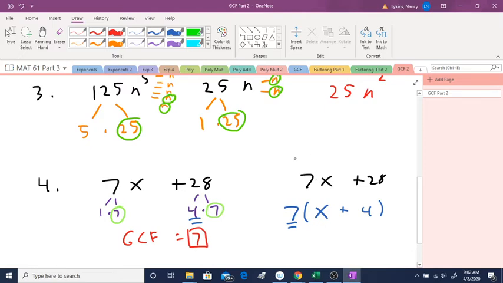So if I ask you to find the greatest common factor and also to factor this problem, the greatest common factor would be 7. It's on the outside of the parentheses. And the whole answer is how you factor. So this is my factor. Factoring it out.